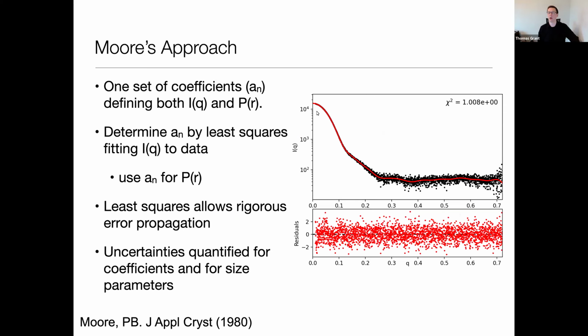And once we do that using our scattering profile, we can now use those ANs to calculate the P of R curve. And since we're using least squares, we now have a full closed form analytical solution to this problem, and we can get rigorous error propagation. That was really one of the primary reasons why Moore developed this, was because the cubic spline approach doesn't allow you to get rigorous errors and uncertainties on the data points, on the coefficients, and on the size parameters that we're going to be extracting from this. And so using least squares allows us to get rigorous error propagation because we have the variance and covariance matrices. And that allows us to get uncertainties on the coefficients as well as the size parameters.